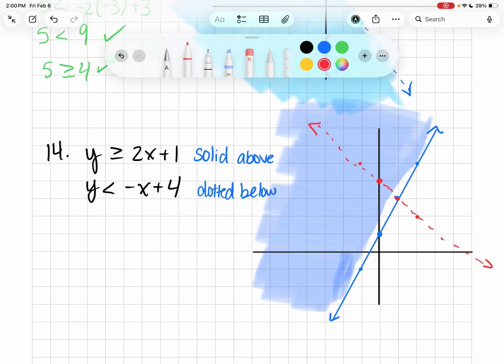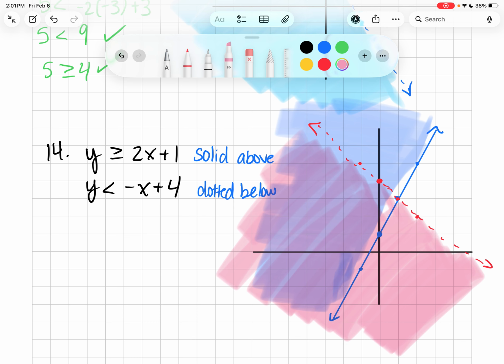Now we shade below, so looking at that, I'm looking for where my y values are smaller. Well, that's occurring down here. So that means that I am shading all of this area down here below. Now again, notice I shaded the entire line. The solution is where they overlap, so where I have made dark purple.